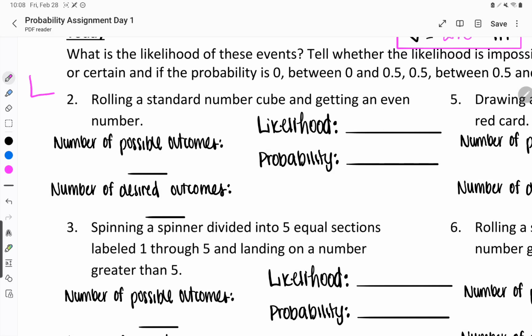Let's talk about a cube. This is a dice. And dice have how many sides? Like how many numbers does it count up to? 6. So there are 6 possible outcomes.